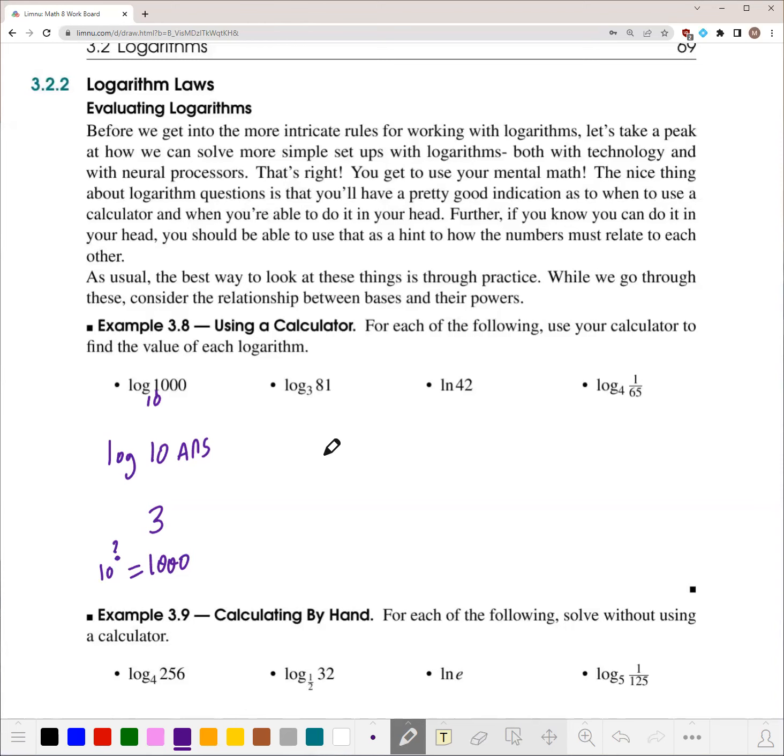What you can do is hit the math button, then hit alpha, and then hit math. It'll produce a log like this, where you can put something in here and something in here. So I can actually type that in. I put a 3 in there and an 81 in here, and I should get an answer of 4. That makes sense because 3 to the power of something has to equal 81, and we know 81 is the 4th power of 3.